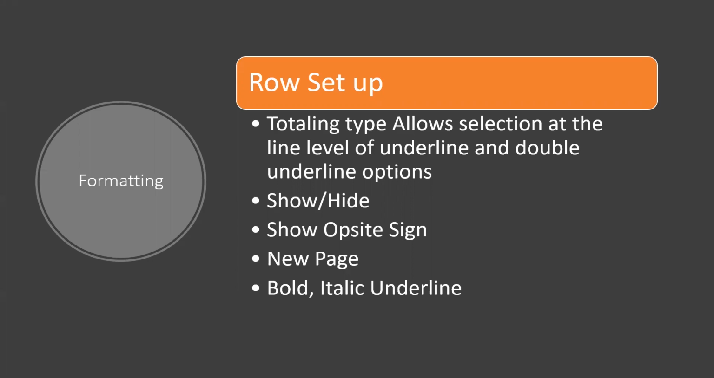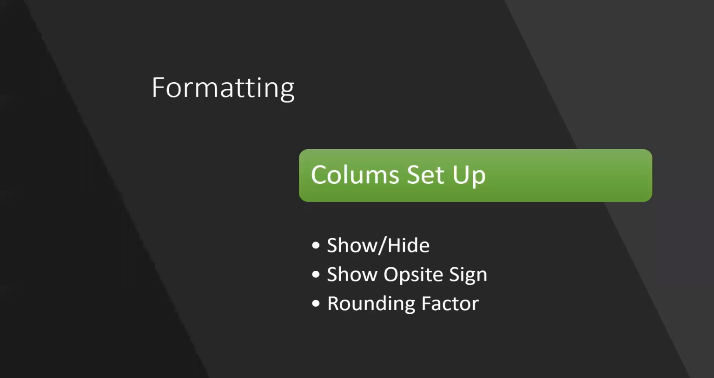Then bold, italic, underline, just the specific formatting parts of any line where you could mark some text or titles or totaling lines where you would like to add some formatting to those specific lines for printing.